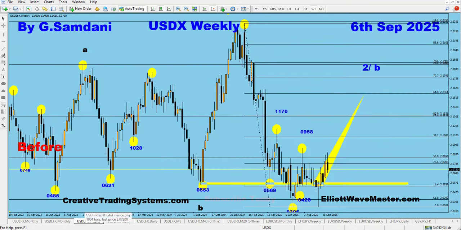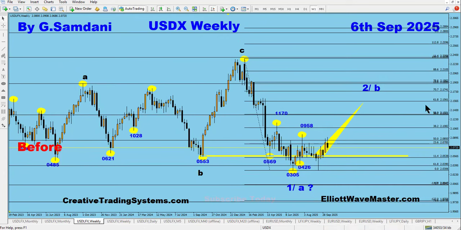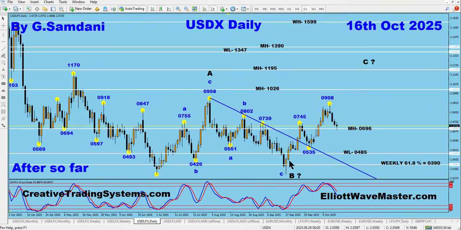On the weekly chart, you can take a look at this one here. This is how it was going to the upside. And again, this is the fib. If you draw the fib here, around 50% or 61% comes into this area. So if this is wave one or A, then we need two or B to the upside. The daily chart looks more like this. I made the chart when we were here, and you can see my previous video.